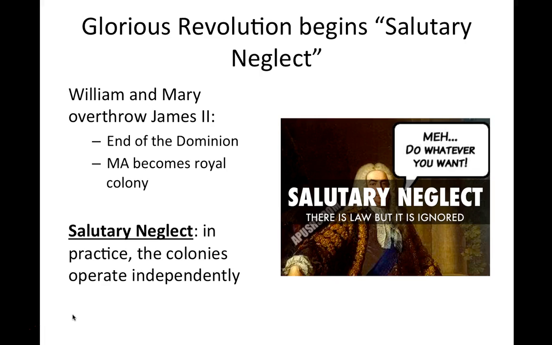Partially, they don't care because they start to believe that trade is more important and will benefit everybody. Partially, they don't care for other reasons that you can read about in Chapter 4. But this is called salutary neglect, and it's very important to understanding the American mindset going into the American Revolution. Basically, you let us run ourselves for 150 years. Why are you trying to assert authority now in the year 1763? That seems ridiculous. And so that is the end of our lecture.